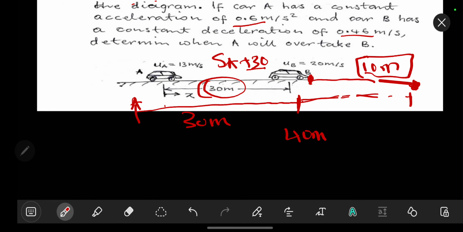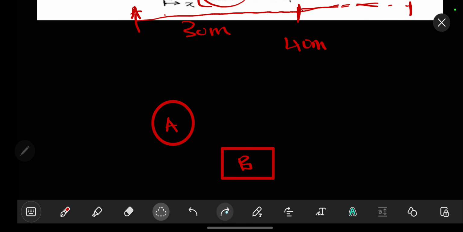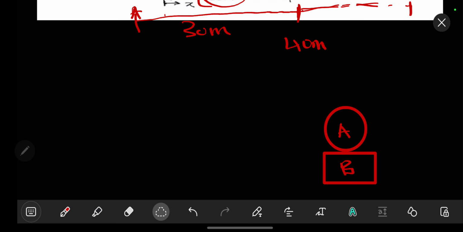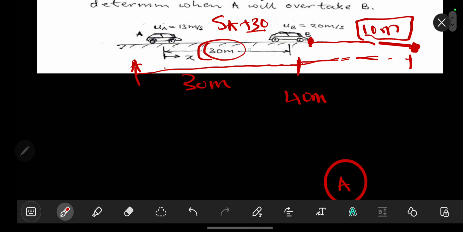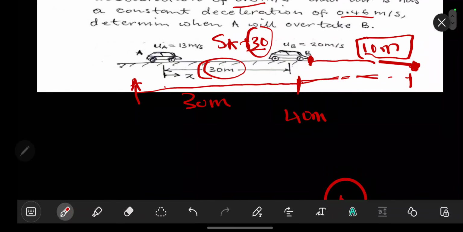Now let me create a picture so that you can understand. Let's look at our car A and our car B like that. Both of them are moving, but you will find that car A is moving faster in comparison to car B until it catches up with our car B. So this is how it works. It does not necessarily mean that when we add our 30 meters, car B is stationary. No, it actually means car A has to move faster than car B.